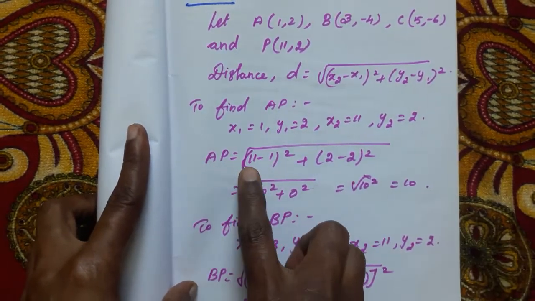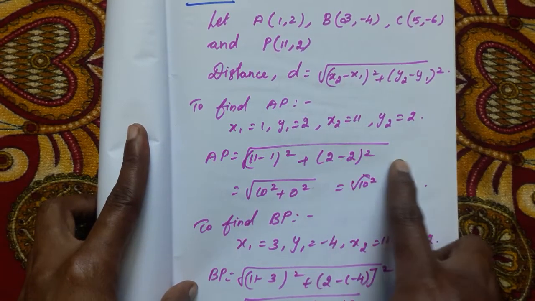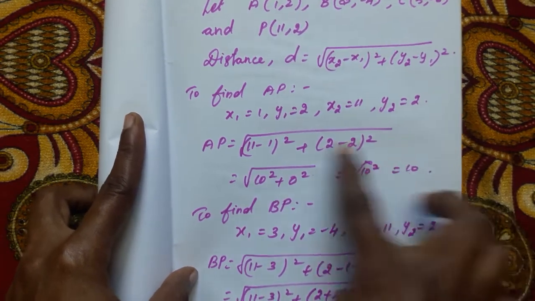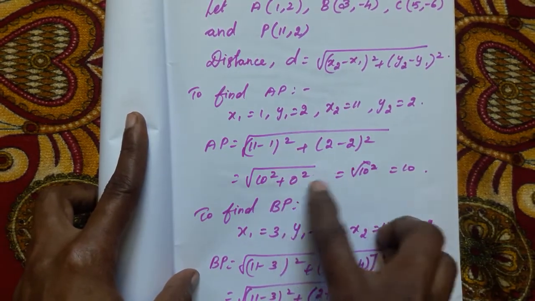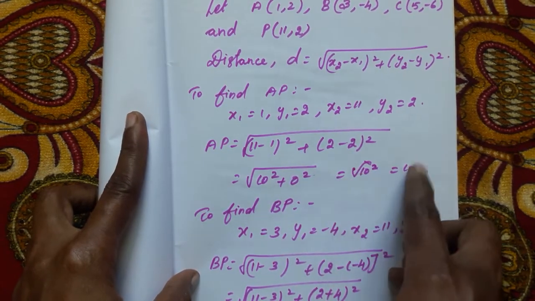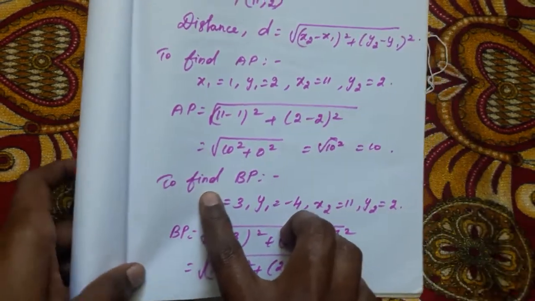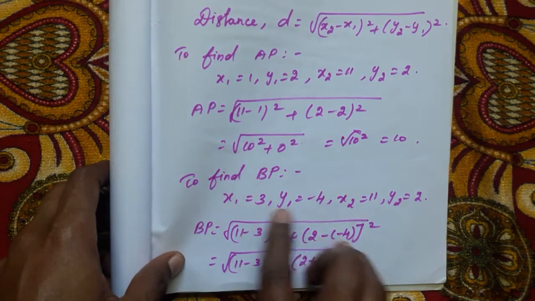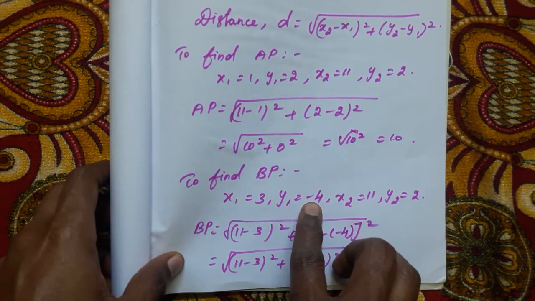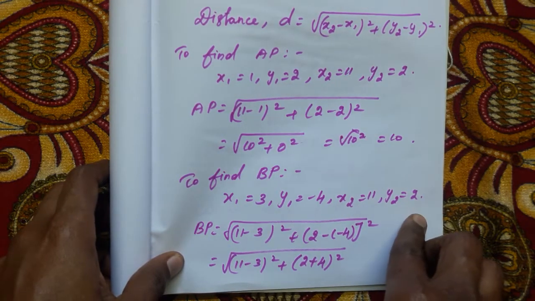So AP is equal to root of (11 minus 1) the whole square plus (2 minus 2) the whole square. 11 minus 1 the whole square is 10 square plus 2 minus 2 the whole square is 0 square. It's equal to root of 10 square, which is equal to 10. Next we want to find BP. x1 is equal to 3, y1 is equal to minus 4, x2 is equal to 11, y2 is equal to 2.